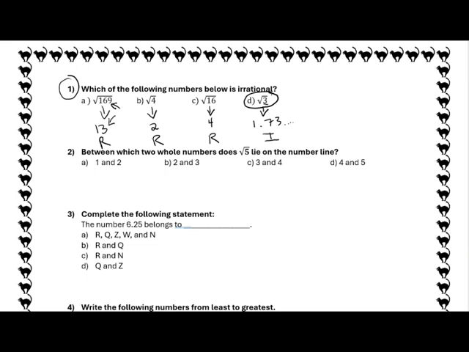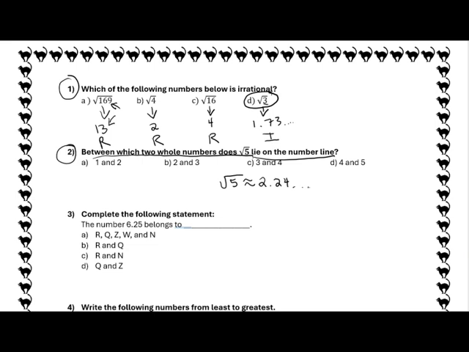Let's look at number 2 now. Between which two whole numbers does the square root of 5 lie on the number line? Okay, well, if I have my calculator, I can find the square root of 5. The square root of 5 is approximately 2.24 if I were rounding it. And it goes on and on and on because it's irrational. 5 is not a perfect square.